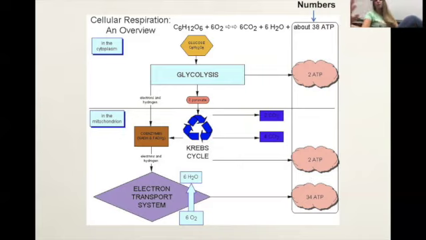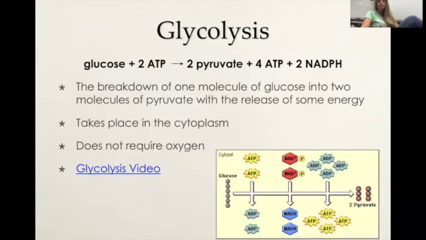So sometimes our bodies are more efficient than others. Some organisms are more efficient than others. Sometimes we get more ATP or less ATP than this. But in general, on average, these are our numbers.